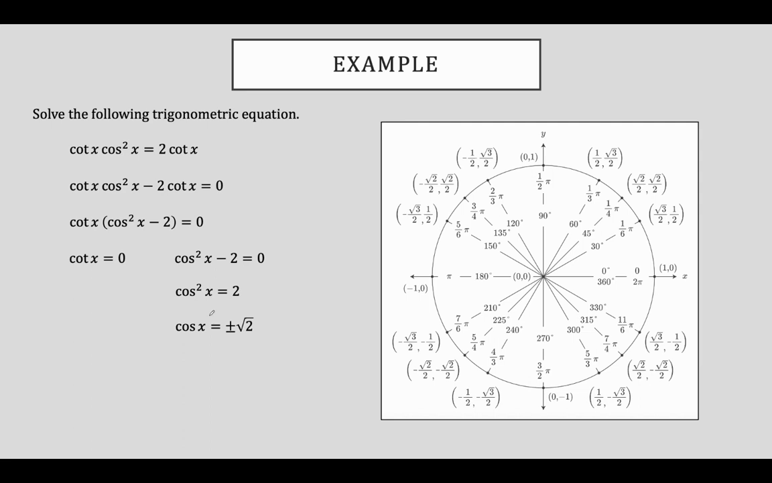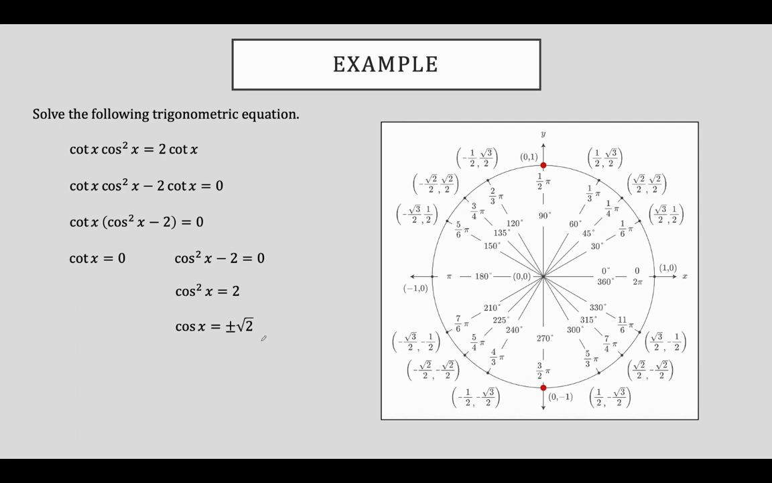Let's identify the locations where cotangent is equal to 0. What angles have a cotangent of 0? Well, cotangent is derived by taking the x-coordinate and dividing by the y-coordinate. If x over y equals 0, that means that the x-coordinate must be 0, giving us angles of pi over 2 and 3 pi over 2.